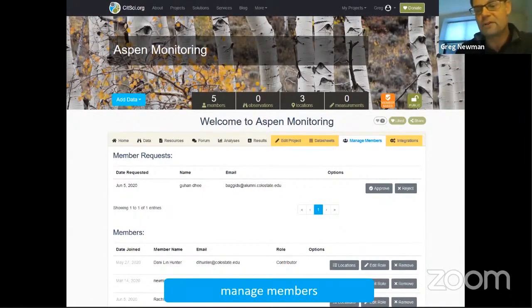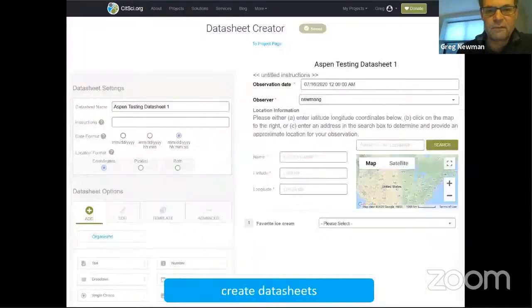Or if it's an open project, you might just forego that and not have the gatekeeper role. So managing all the governance associated with these endeavors, and then creating the scientific protocols using our datasheet creator to really drag and drop certain drop-down, integer, text, image, audio, video, and say, okay, what do we want the volunteers to measure? This is just a hypothetical example of favorite ice cream, but obviously we'd be measuring bats, birds, fish, frogs, and pH, et cetera.